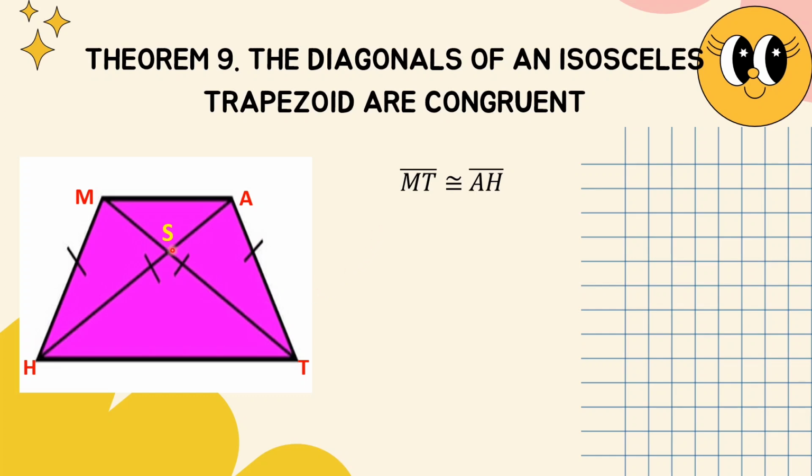And using this point S, we form two pairs of congruent segments. The first one is line segment MS is congruent to line segment AS. Then the second pair is line segment HS is congruent to line segment TS.